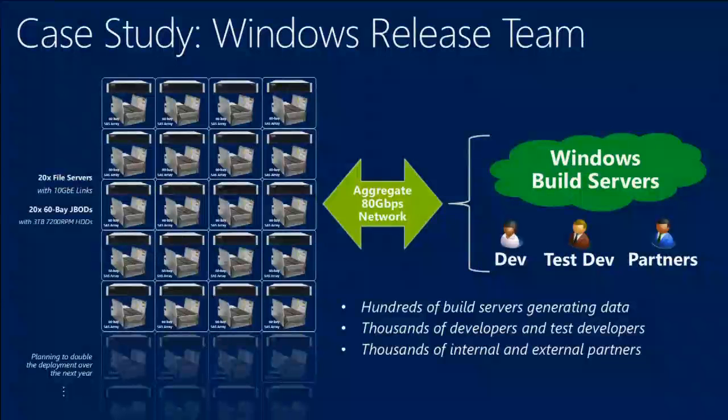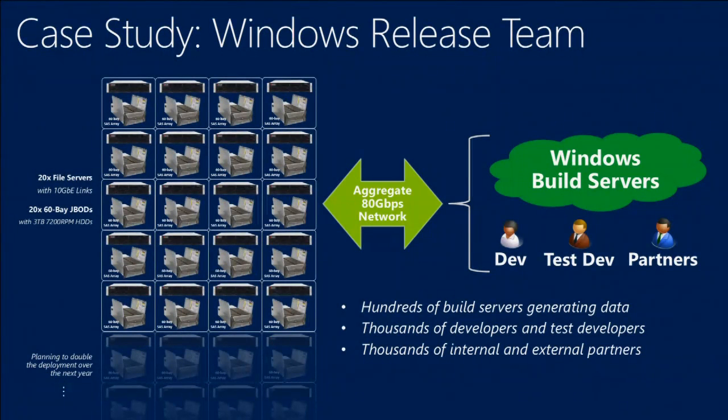This is what they did with Spaces. Now, here's an overview of their deployment architecture. So they're using 20 Windows file servers connected with 10 gigabit networking. These file servers were connected to 20 60-bay JBODs with 3 terabyte disks. So you can imagine already there's a lot of disks. There's a lot of capacity.